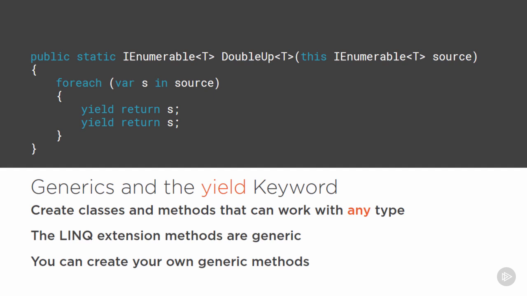But I could equally pass in a sequence of strings, hello and then world, and I'd get out hello, hello, world, world. You can also see that this method is making use of another C# language feature, the yield keyword. And this is really helpful whenever you're creating methods that return an IEnumerable sequence. You just call yield return for each element in the sequence that you want to emit. And you can also use yield break if you need to exit your method early.